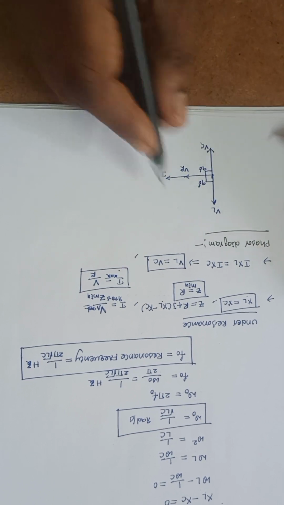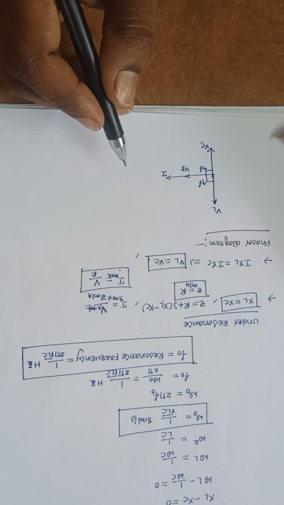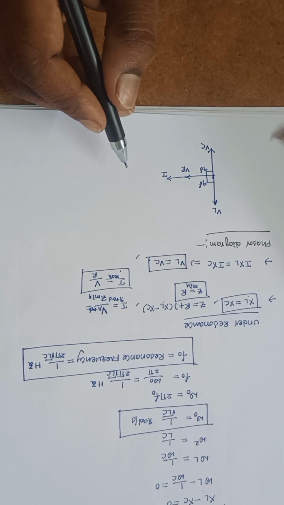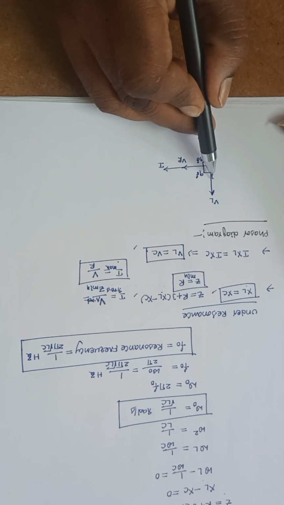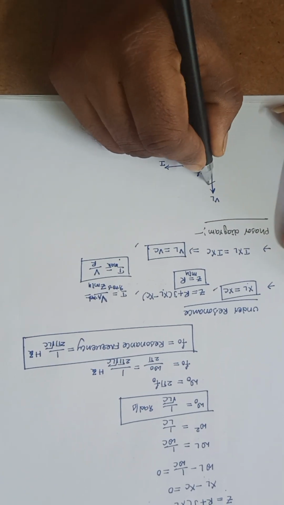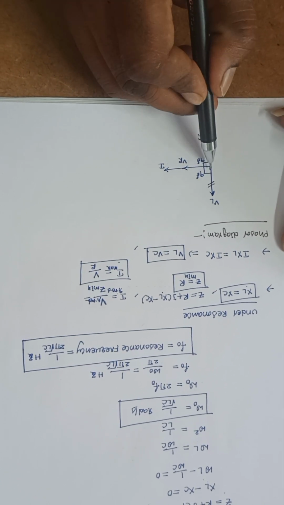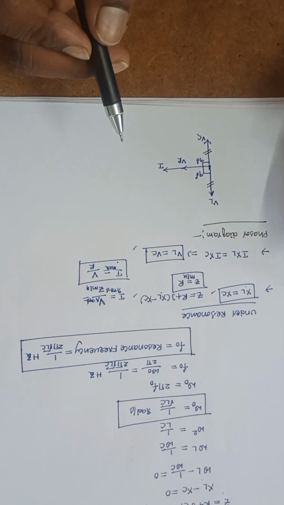So this is the vector diagram, or phasor diagram, for an RLC circuit. Under resonance condition, this VL is equal to this VC. So in a phasor diagram I can represent it like this. These two vectors are the same: VL is equal to VC.